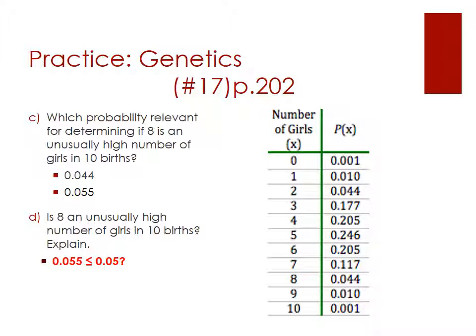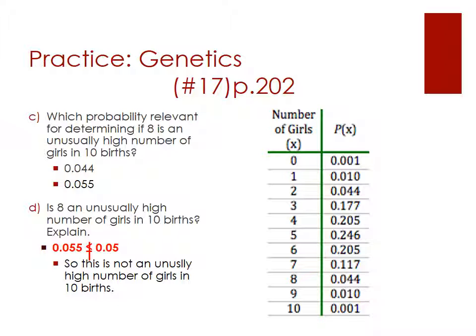Then we're going to say that it has not occurred by chance. So what we're going to use here is our 0.05. We have 0.055, and then we compare it to 0.05, and we're asking ourselves, is that number less than or equal to 0.05? If it is less than or equal to 0.05, then we can say it's an unusually high number of girls in 10 births. If it is not less than or equal to, we cannot make that statement. So here we can see 0.055 is in fact higher than 0.05, so it is too large. So this is not an unusually high number of girls in 10 births.